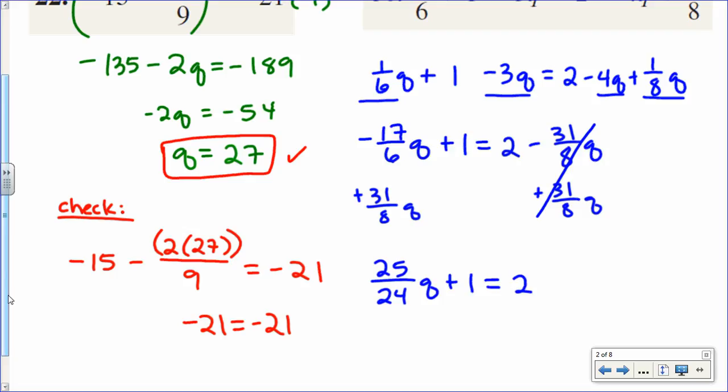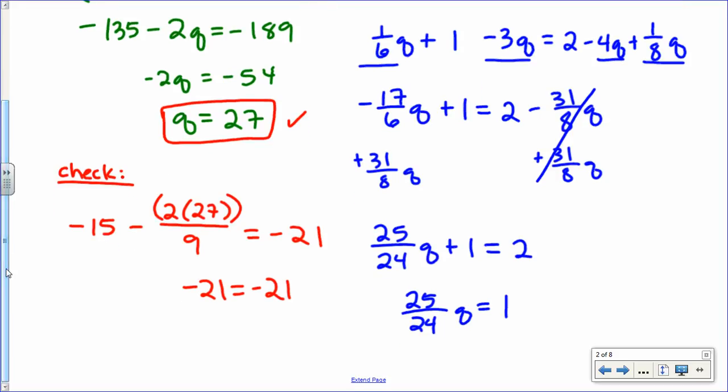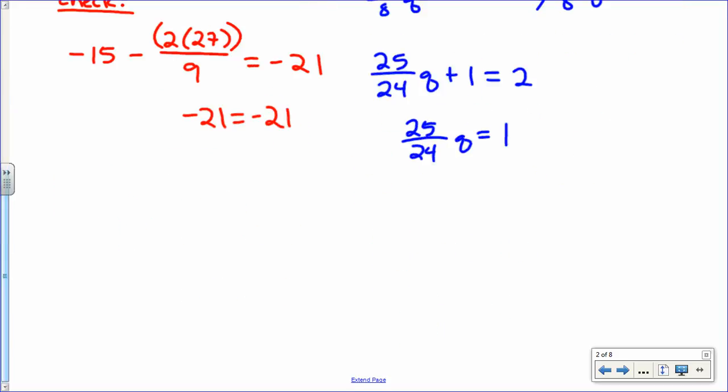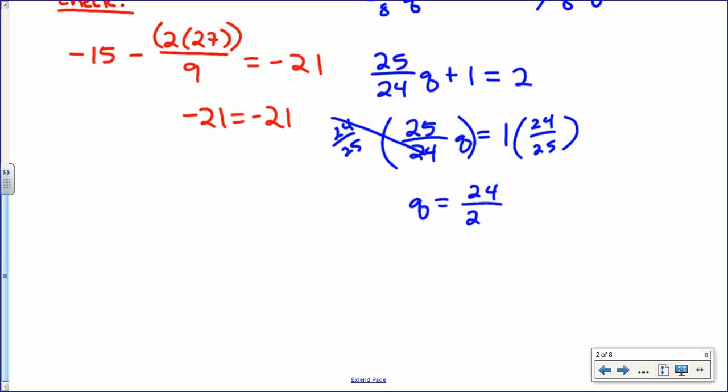Subtract 1. And it's a fraction, so I'm not going to divide. I'm going to multiply by the reciprocal. So Q equals 24 over 25. All right, let's make sure that's correct.